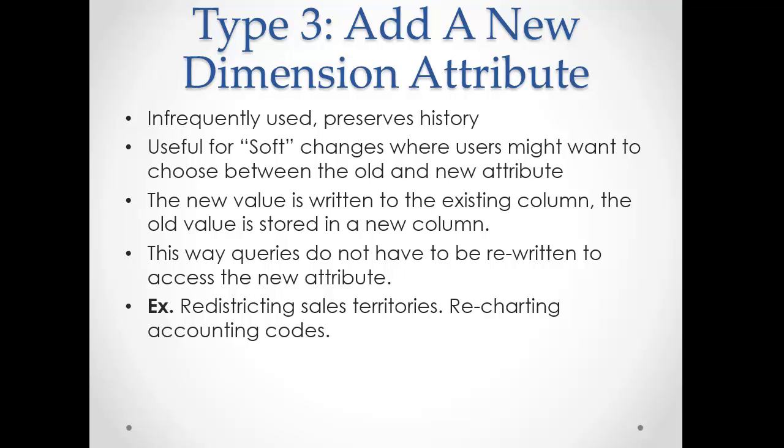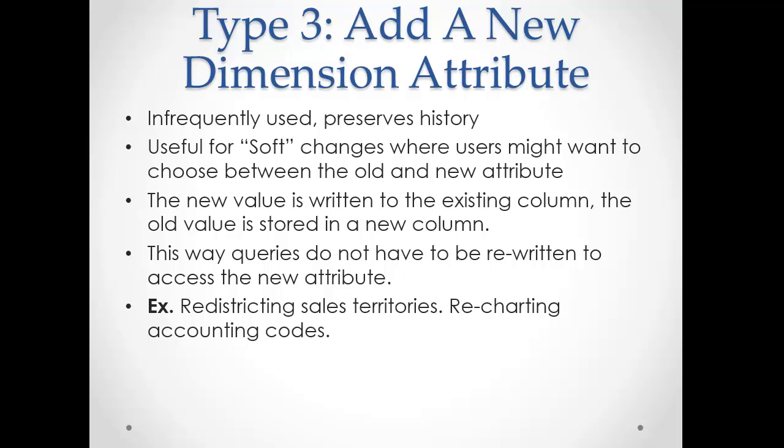Another strategy that we can adopt is called add new column, which is type 3. This is not used as frequently, but we usually do this when we want to make soft changes. The new value is written to the column, and the old value is stored in a different column. The only problem with this is we have to rewrite our queries so that they know about the other attribute. This is useful for when you have cutovers of dimensions.